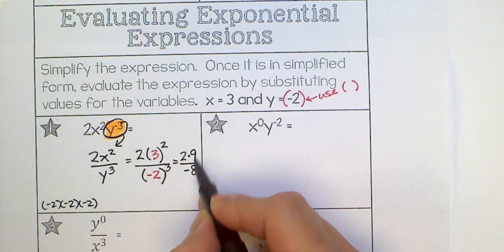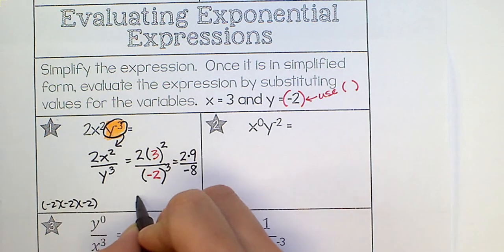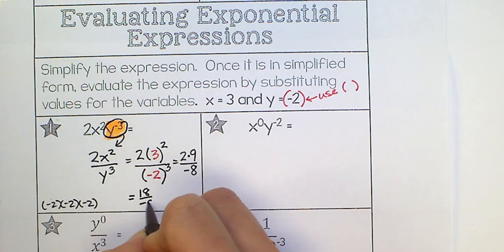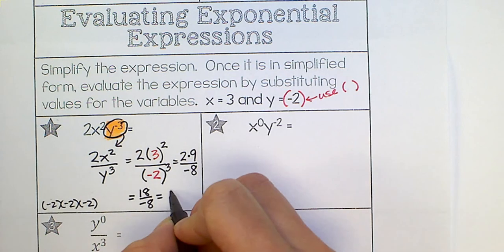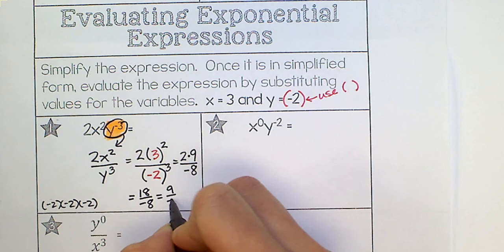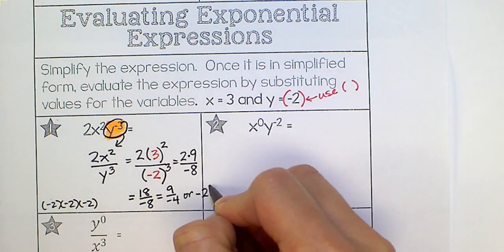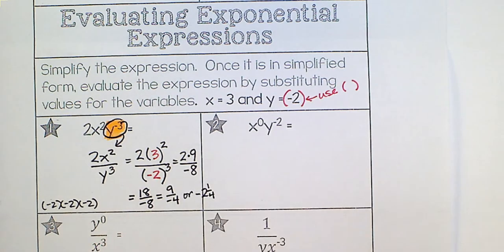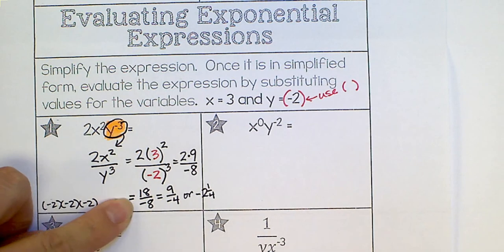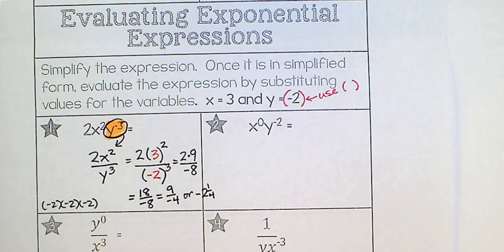Now I got to keep working this out. 2 times 9 is 18 over negative 8. Simplify that, divide both by 2. We get 9 over negative 4. You may leave it like that, or you can write negative 2 and 1/4 if you'd like. You may leave it as improper, or you may make it a mixed number. Decimals will be okay, but again, I prefer just to leave them as fractions since we're dealing with them through most of the problem.